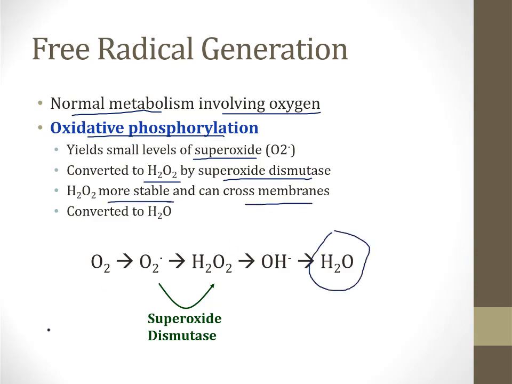So in this method, the normal superoxide ions that are made as part of oxidative phosphorylation are inactivated and converted into water. And this happens as part of normal oxidative phosphorylation, so there's always some of these free radicals inside of cells as this process is ongoing.